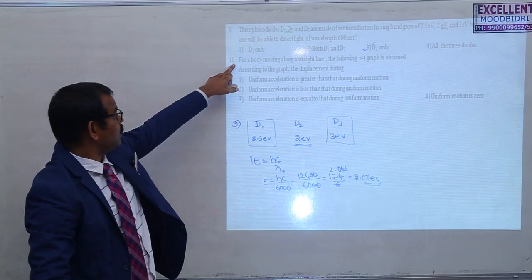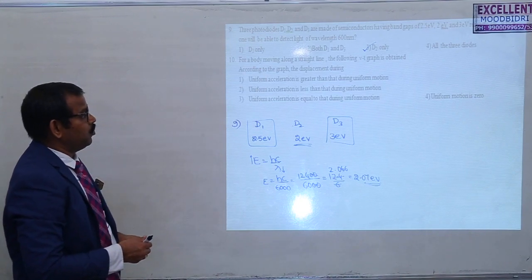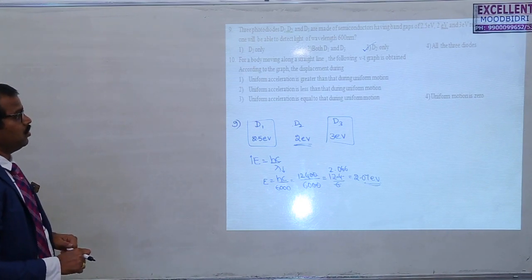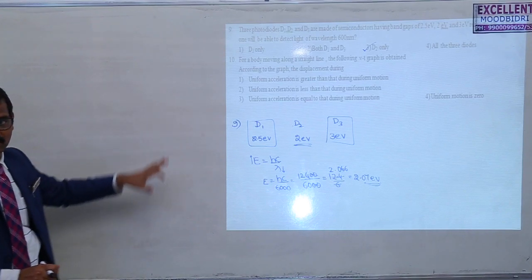Next one, for a body moving along a straight line, the following VT graph is obtained. According to the graph, the displacement is dash.